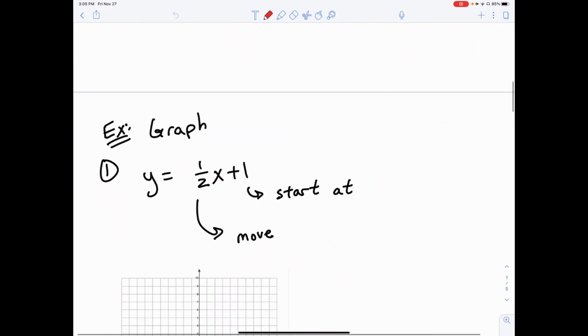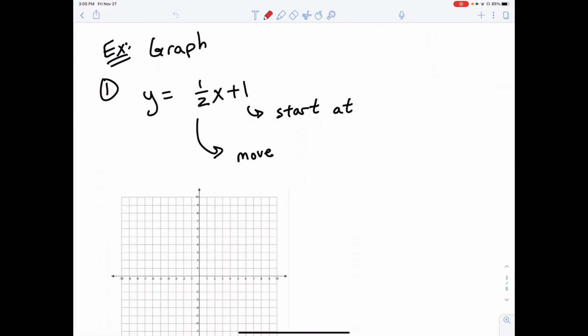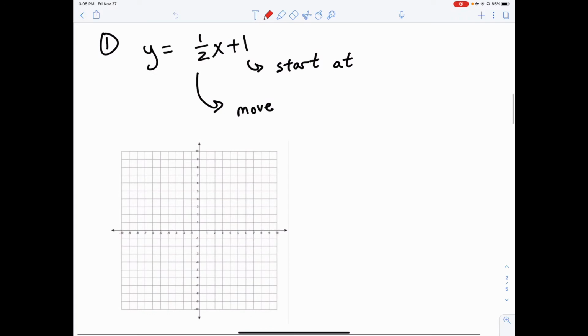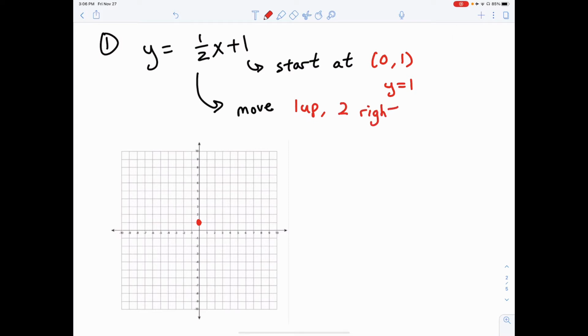Let's take a look at some examples. So we're going to graph each of these ones here. So here's our first equation. So this tells me to start at (0, 1), or starting at y = 1. So we're going to put a point right here. The slope here is given by 1 over 2. Since both numbers are positive, this tells me to go 1 up and 2 to the right. So that's one way to move. So let's do that from this point. We're going to go 1 up, 2 right.